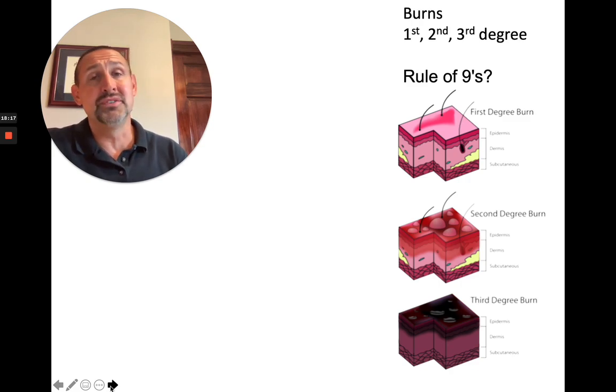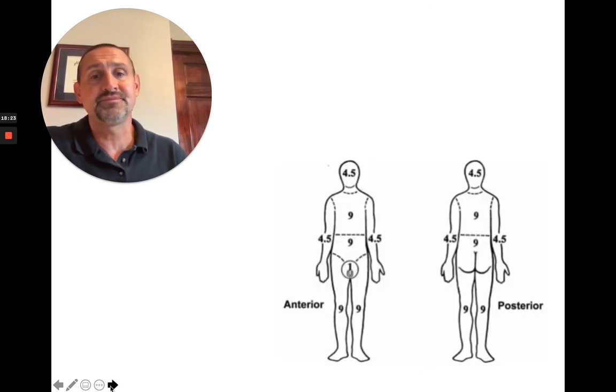Third-degree burns are the most serious, but the reason they're not painful is because all the nerve endings have been burnt and are destroyed. We can estimate how much of a person's body is burnt by using something called the rule of nines. If we take your body and divide it into different areas, each of those represent 9% of your body. So for example, your whole head is 9% of your body.